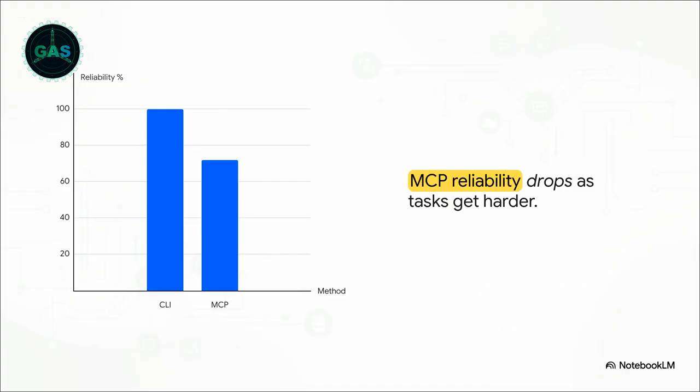Furthermore, as tasks become more complex, the reliability of these heavier protocols really begins to fracture. MCP reliability drops to about 72% as difficulty scales up. Meanwhile, local composable CLIs maintain a near 100% reliability rate.